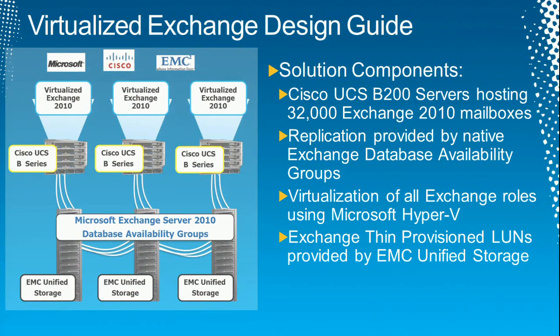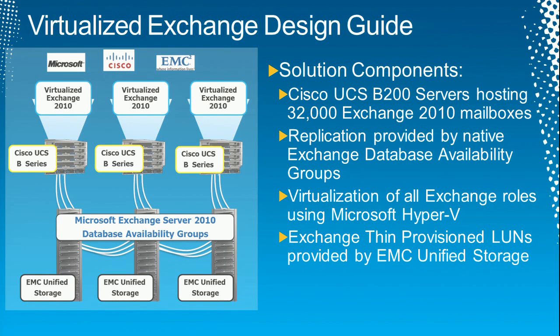When you're looking for guidance around virtualizing Exchange in this initial phase, and best practices, this is an example of some of the workloads that are out there. We worked closely with Microsoft and Cisco to create a virtualized reference architecture. We took 32,000 mailboxes and virtualized them on the Cisco UCS blades on the EMC back end. And we wanted to continue to do things like use native Exchange replication, right?